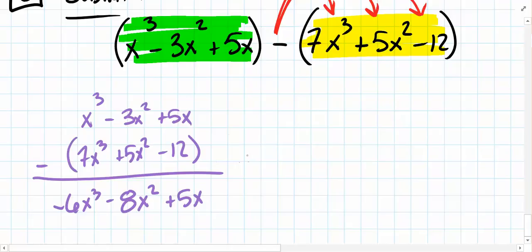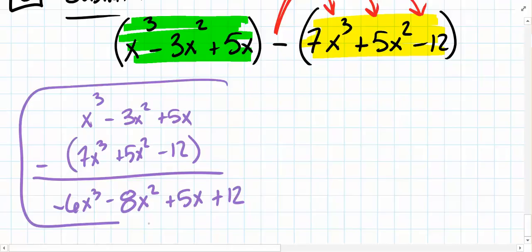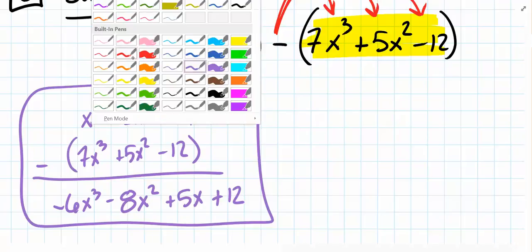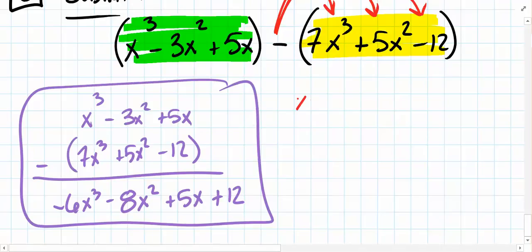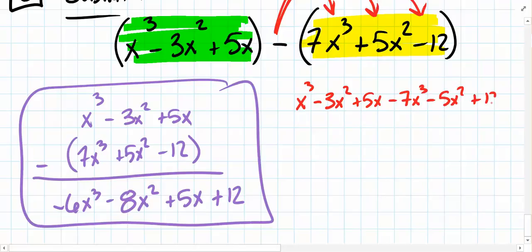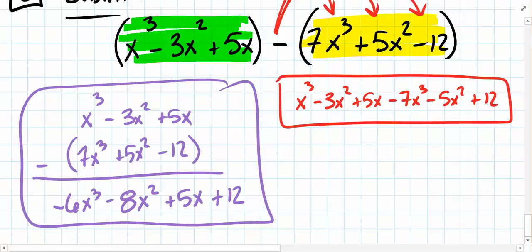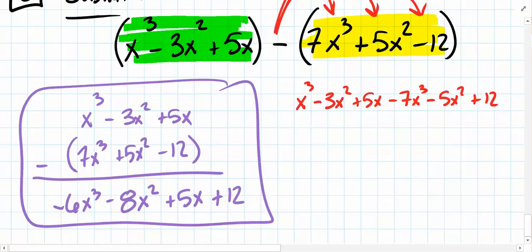I don't like this way. This is not how I like to do things. What I would just do is write this whole thing over as one problem like this: x cubed minus 3x squared plus 5x minus 7x cubed minus 5x squared plus 12. I would write it as one giant long polynomial and then work from there by going, okay, which ones are my like terms? I would circle my like terms and then go from there. That's how I do it.